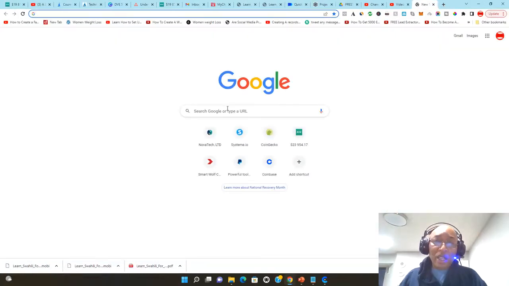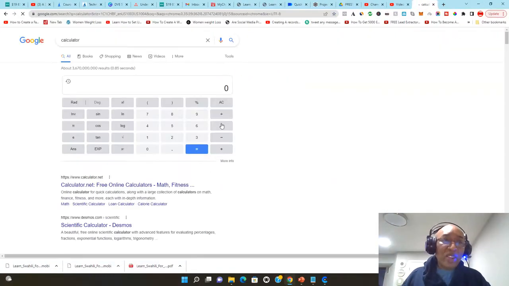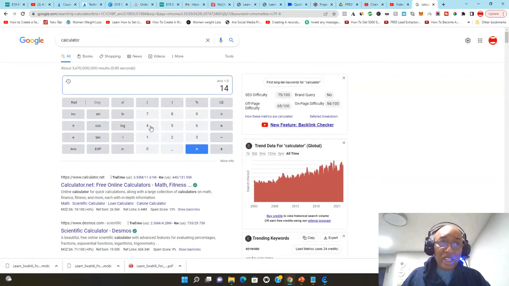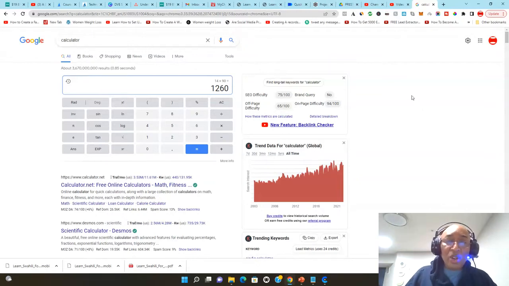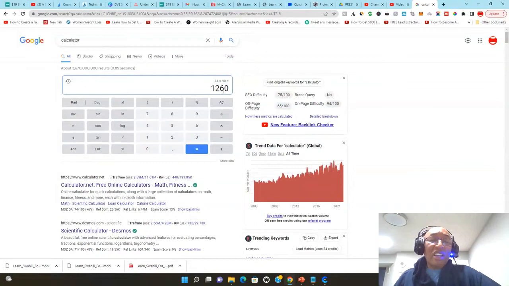So if we bring up the good old Google calculator, 14 times 90 gives you 1,260. Each trade was 1 minute, and I took 14 of those. If it took me about 5 minutes to prepare for each trade, that would be 14 trades times 5 minutes, about 70 minutes, so about 1 hour, 10 minutes. So in 1 hour, 10 minutes, I was able to make 1,260. This is net profit.